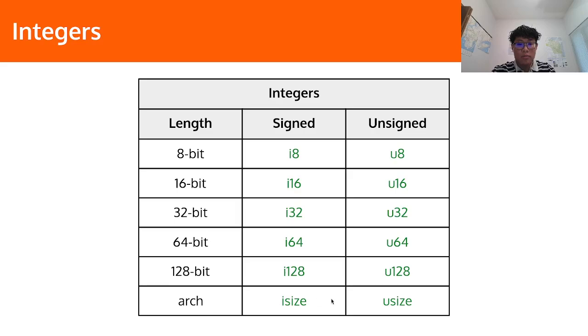So this size will depend on the size of the architecture on your machine. Like say you're on a 64-bit machine, then this will be 64 bits, right? If you're on a 32-bit machine, then this will be 32 bits. So that's the one that's dependent on your system.